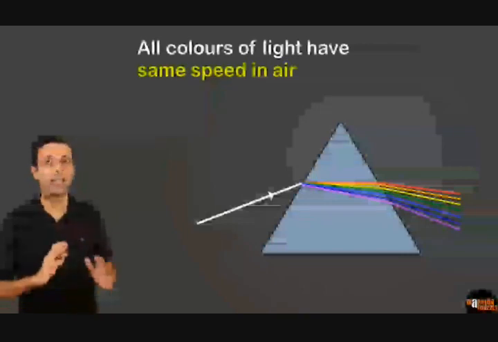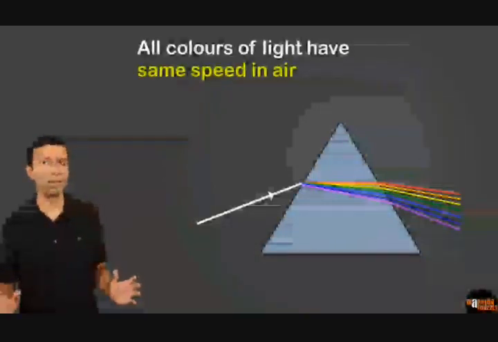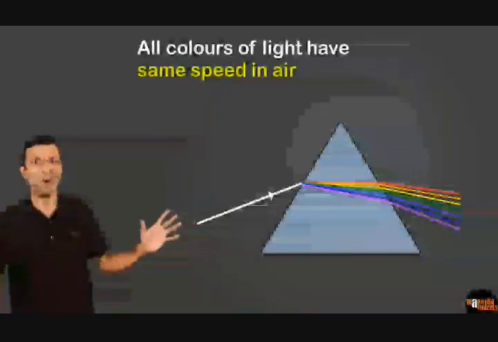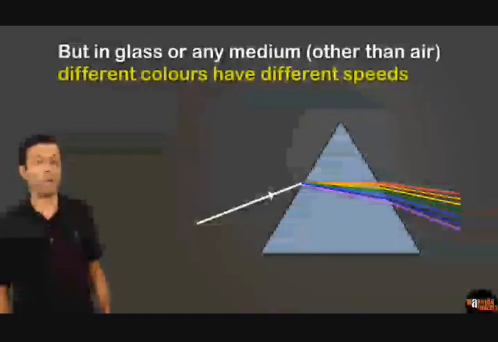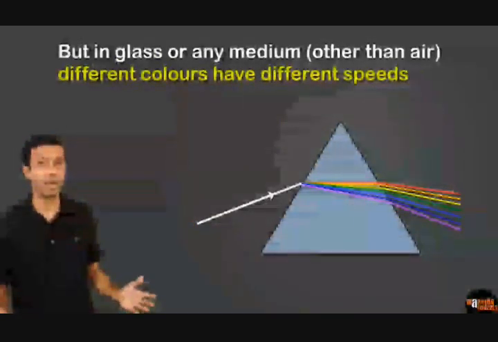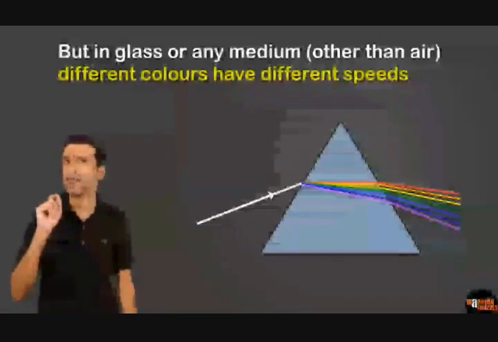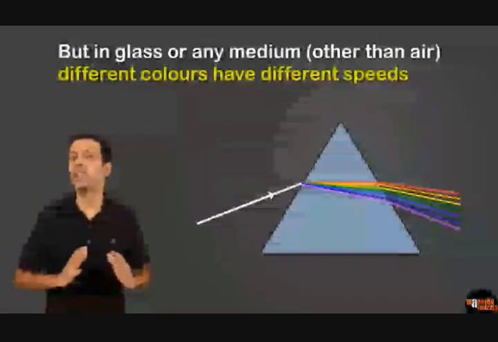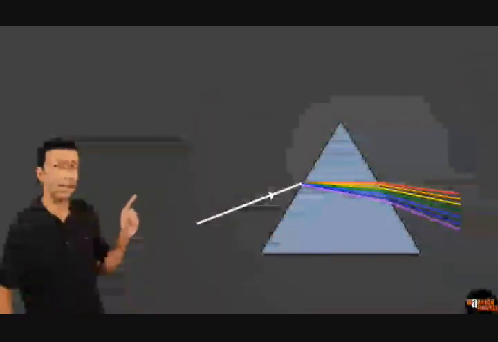So the important point to remember is all the colors have the same speed in air. Otherwise, we'd be seeing a rainbow right here in the air. But in glass or in any other medium, different colors have different speeds, and that's how they split up.